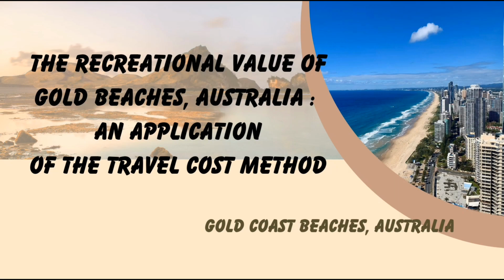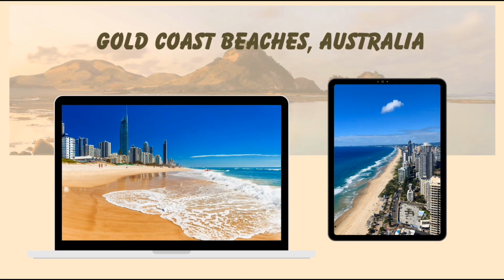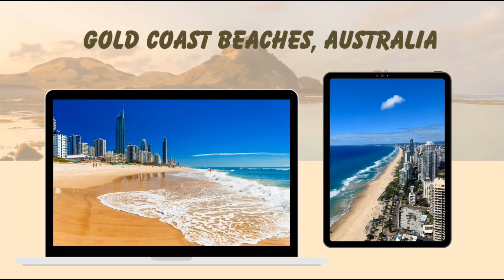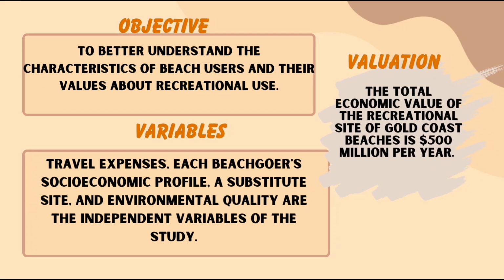In Australia, there is another study on the travel cost method that studied the recreational value of Gold Coast beaches. This study was done to better understand the characteristics of beach users and their values about recreational use. Travel expenses, each beachgoer's socio-economic profile, a substitute site, and environmental quality are the 4 different categories of independent variables in the individual travel cost method. For locals and visitors alike, the projected consumer surplus from a single trip to the Gold Coast beach was between $10.05 and $14.32 per person. Gold Coast Beach's total economic value for many beach visits is more than $500 million annually.